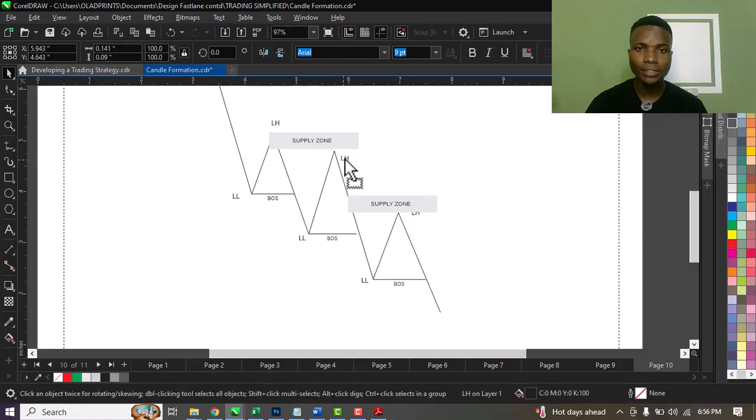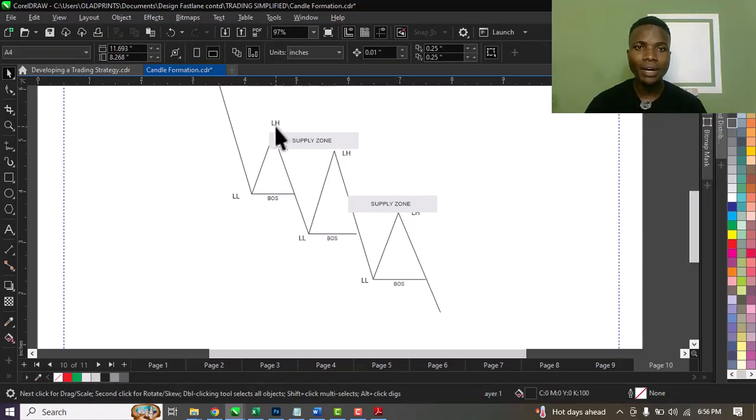So we have our lower highs, lower low. When price reverses, it will respect the supply zone. After it respects the supply zone, sellers will take over price again and push the price down again. All right, so this is how you can mark out your break of structure.